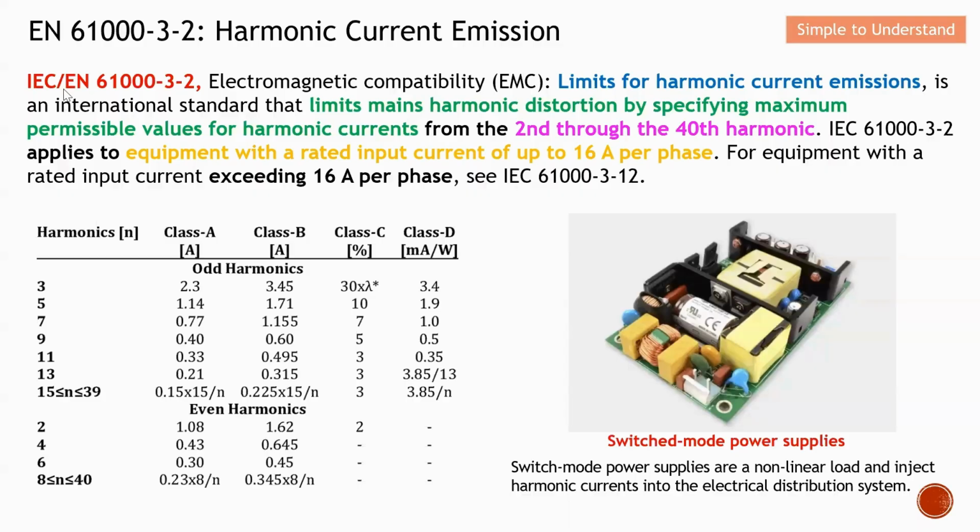What is EN 61000-3-2? Basically, this is just the limit for harmonic current emission. Firstly, let me explain what a harmonic is. Basically, we have this fundamental frequency. This is the useful frequency for current, for example, in this case here.